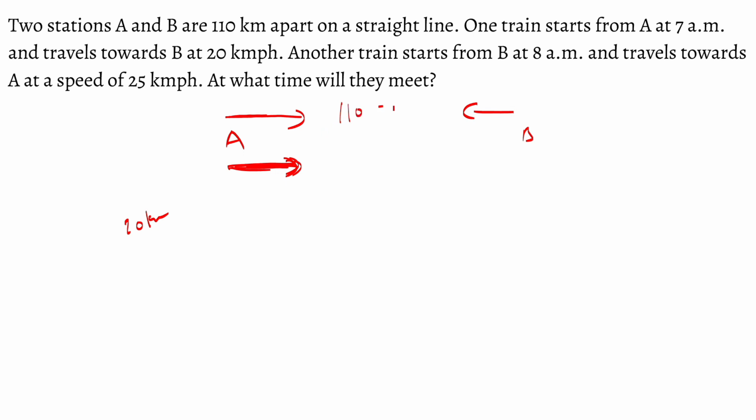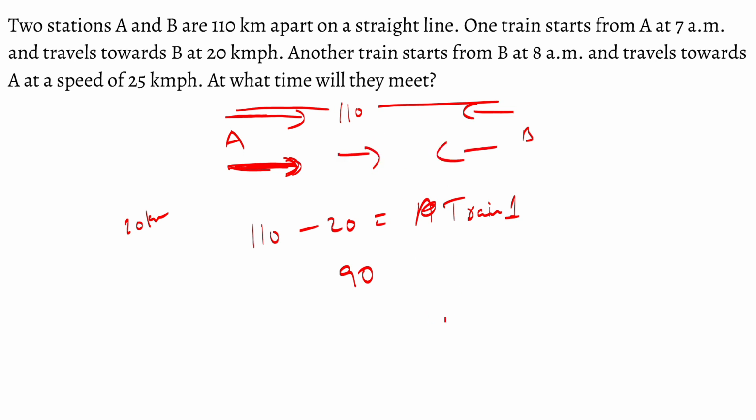The distance between these two stations is 110 kilometers, and out of this, 20 kilometers are already covered by train 1. So the remaining is 90 kilometers. Now this 90 kilometers will be covered by both train A and train B. They are moving in opposite direction, so just apply the relative speed concept. Now the distance is 90, and we have to find the time. Time is distance by speed.